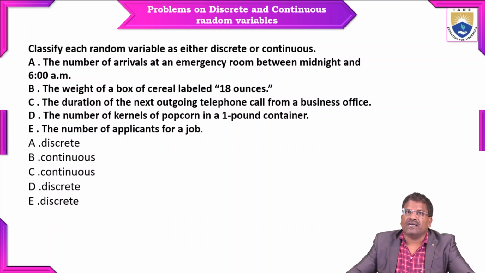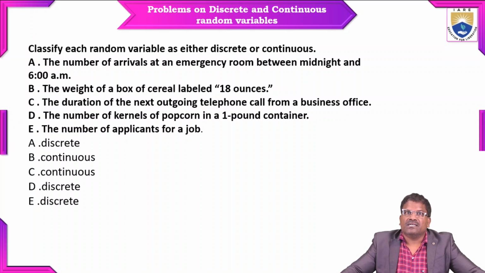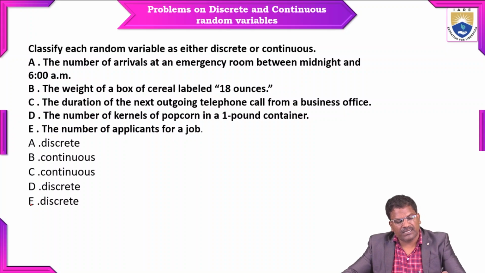The duration of the next outgoing telephone call from a business office, clearly it is continuous. D. The number of kernels of popcorn in a 1 pound container, we can count. So it comes under discrete. Next, the number of applicants for a job, we can count. So it comes under discrete.